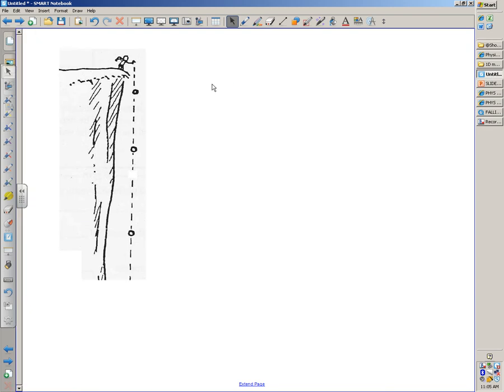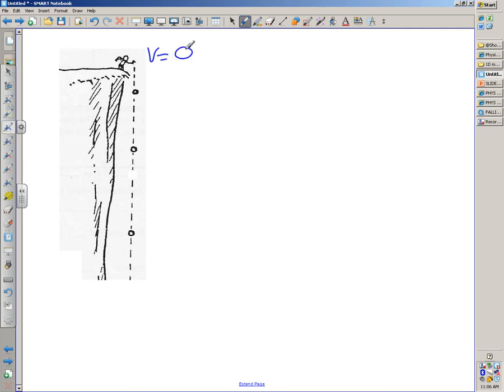Here's a picture of a guy dropping a rock from the top of a tall cliff. Each ball, or each rock, represents 1 second of time. If that's the case, what was it doing right when he let it go? Right when he let it go, what was the velocity of that rock? 0. It's not doing anything, right?